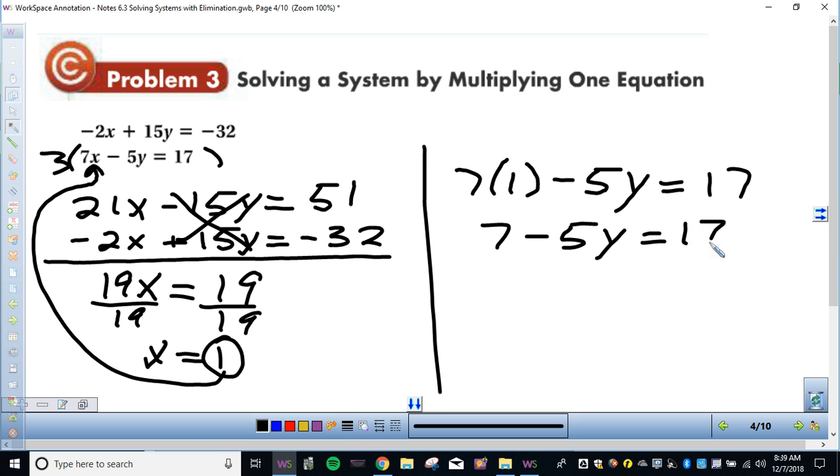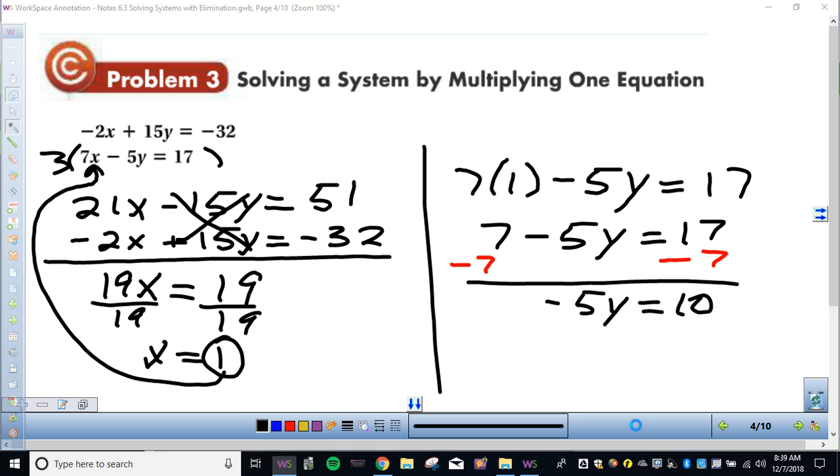What's the next step, Blake? Minus 7, both sides, excellent. And I get negative 5y equals 10. Divide by negative 5. Almost. Not 2, but negative 2. Right? You can do this math. Now write it down. Amanda, question?